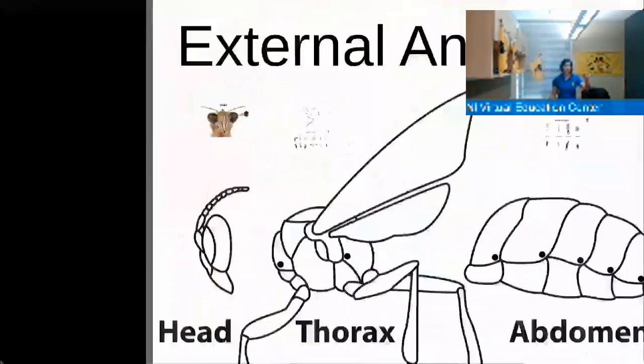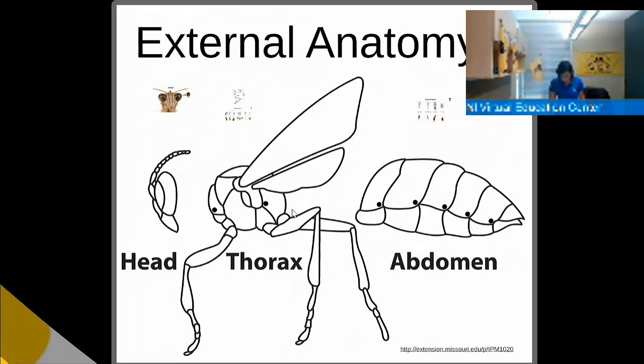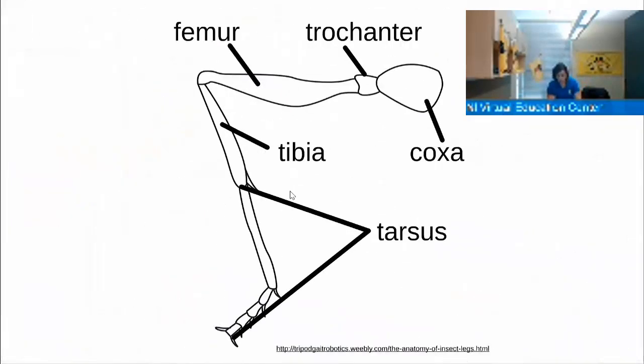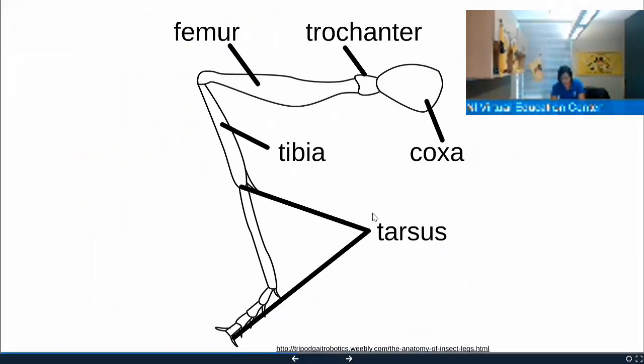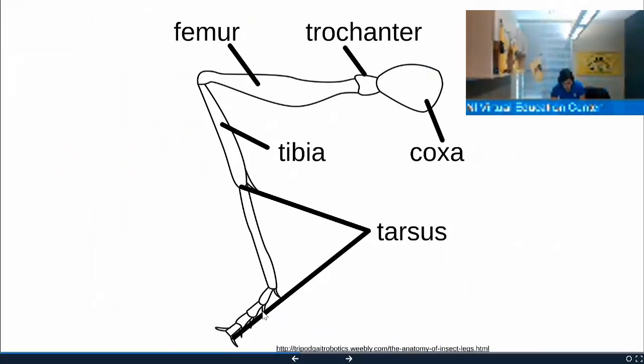Well, let's talk about the thorax. What do we see in the thorax? The wings and the legs. Knowing that the leg is composed of coxa, trochanter, femur, tibia, and tarsus. And when we do surface treatment, the pesticide will be absorbed by the tarsus of the insect.